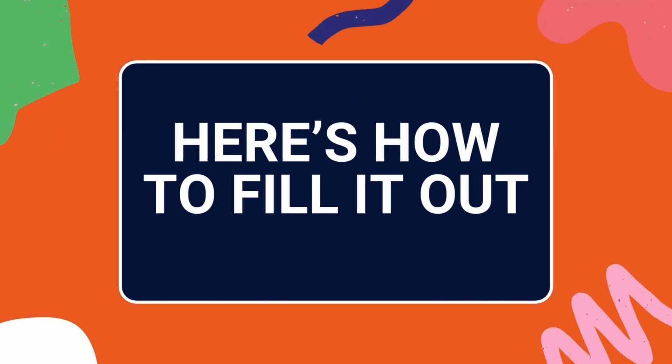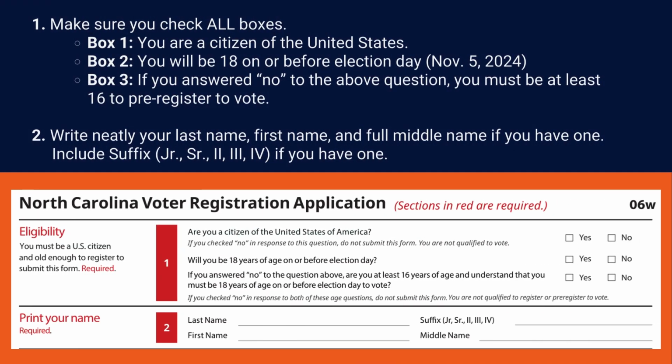Alright, now let's walk through each step of the form. In section 1, we have 3 boxes to check to attest that you are eligible to vote. To check box 1, you must be a U.S. citizen. Next, if you will be 18 on or before Election Day, which is November 5th, check box 2. If you will not be 18 by Election Day, but are at least 16 years old, you can use this form to pre-register to vote. If you are at least 16 years old, please check box 3.